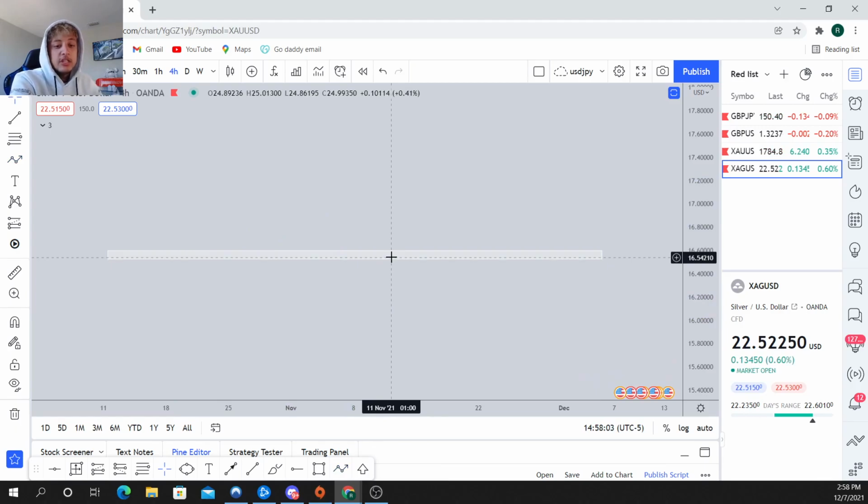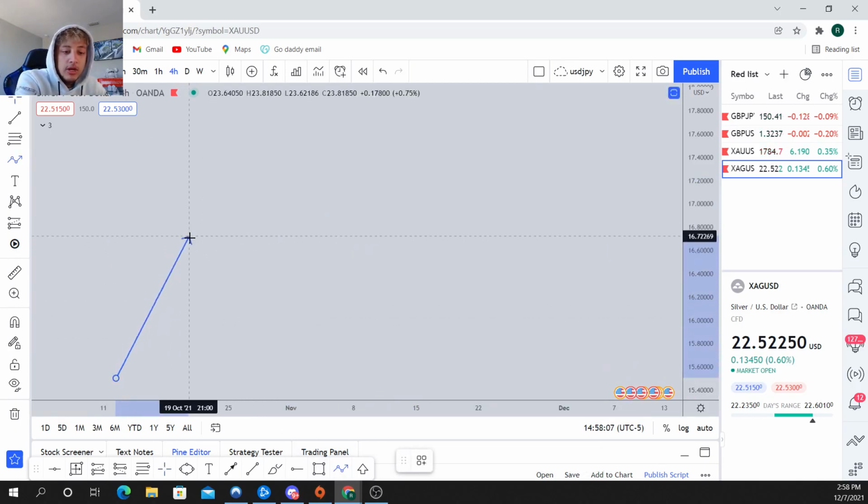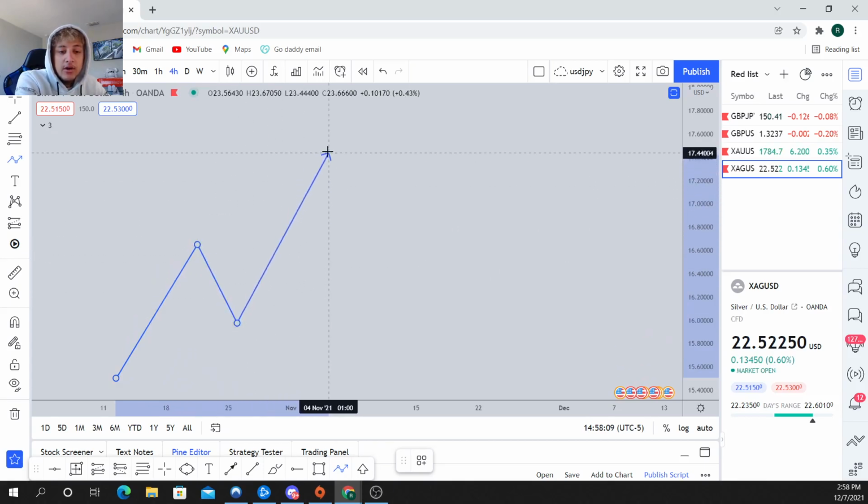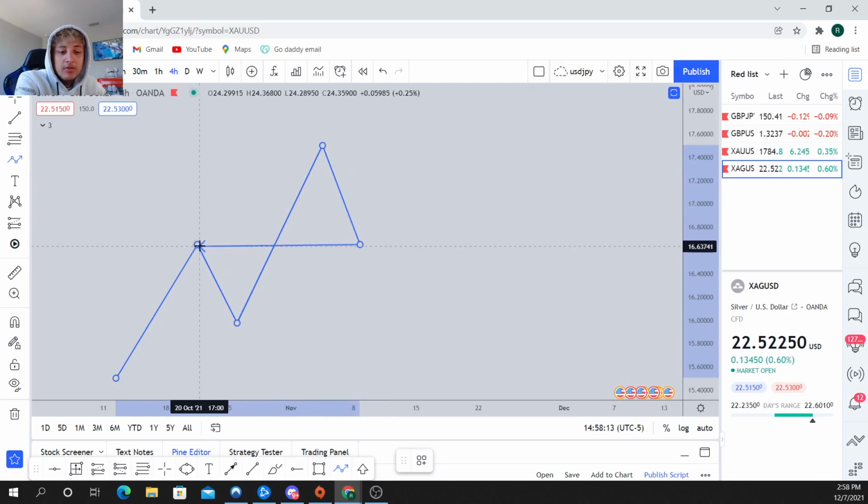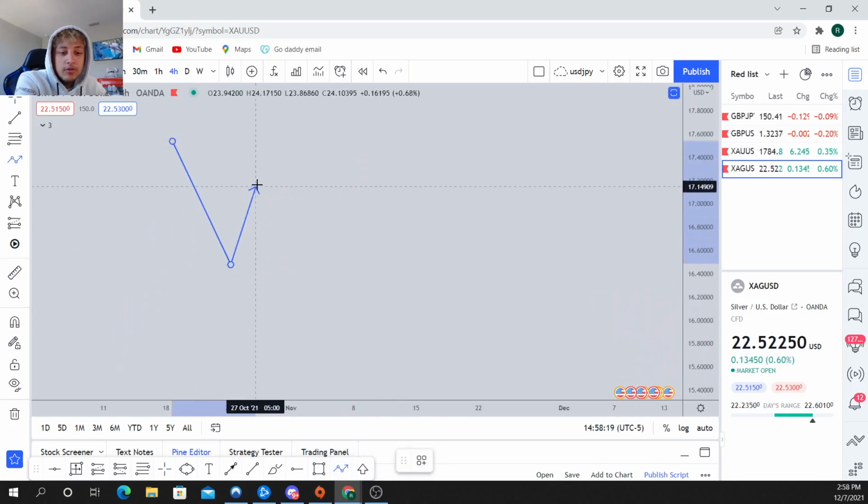This works for consolidating markets and for trending markets, right? So if we have price making higher highs and higher lows, what we're going to wait for is the retest of the previous market structure higher high, and then look to take price long. Same thing when we're looking for shorts. We're looking at lower lows, lower highs.